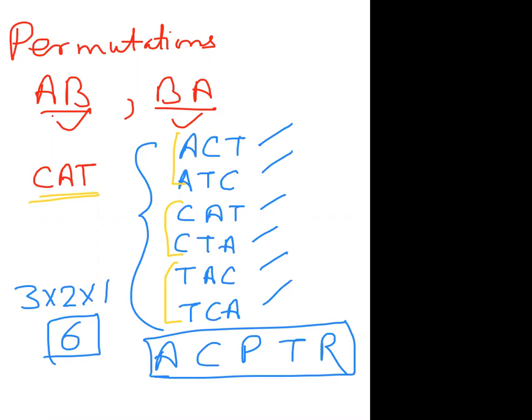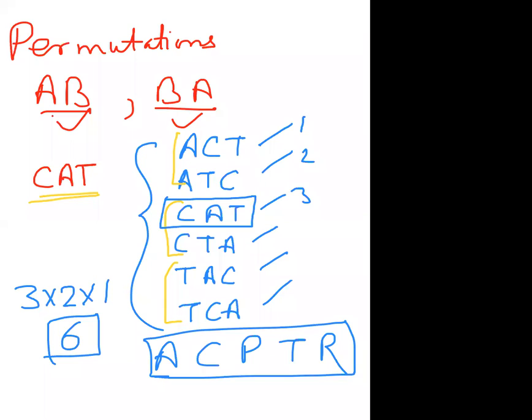So whenever we feel something like this, we need to apply permutations to it. Permutation means rearrangements. So those rearrangements I've shown you: this is the first, this is the second, this is the third. They might ask us, what is the rank of CAT?